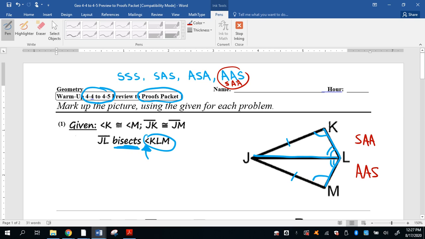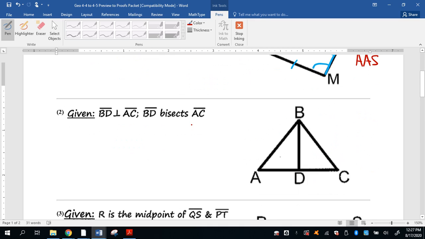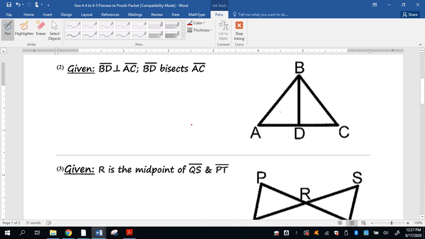Let's try the next one. So we're not going through the proofs. We're just talking about how you would prove that triangles are congruent. So let's look at number 2. Number 2, we're given that the two sides are perpendicular. BD is perpendicular to AC.